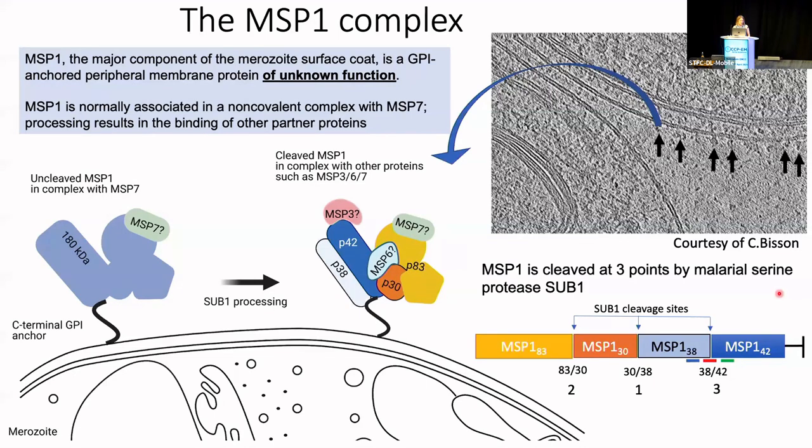It's processed at three different sites, the 83, 30, 38, and 38/42 sites. These are just named because of the size of the fragments which are produced upon processing. This 38/42 site has been shown to be particularly important for parasite viability, and there are three alternative cleavage points that the enzyme can recognize at this site. Once processed by SUB1, all the fragments of MSP1 remain non-covalently associated on the merozoite surface. This is then thought to allow other merozoite surface proteins to bind, which may be important for MSP1's function.